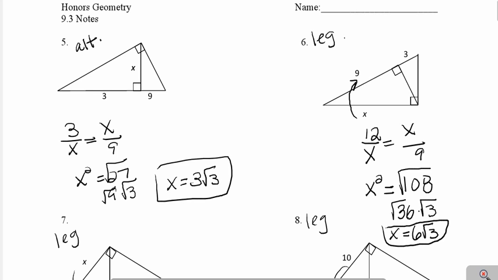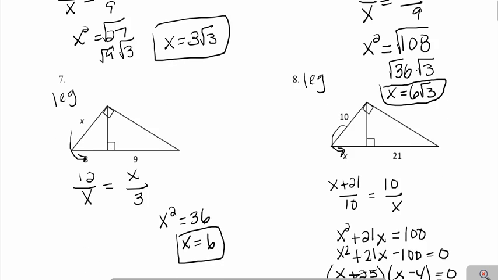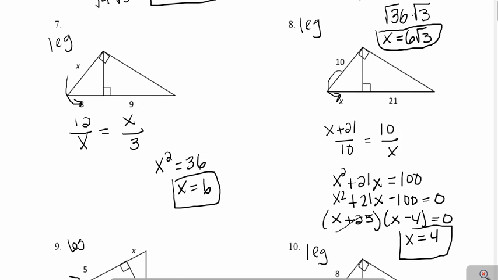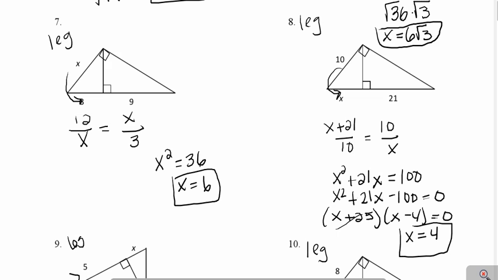Number 6 was a leg problem. The proportion you should have is 12 over x is equal to x over 9. Cross multiply, simplify the square root, you should get x equals 6 square root 3. Example 7 was a leg problem, so I had 12 over x equals x over 3. When I cross multiply and take the square root, I got x equals 6.